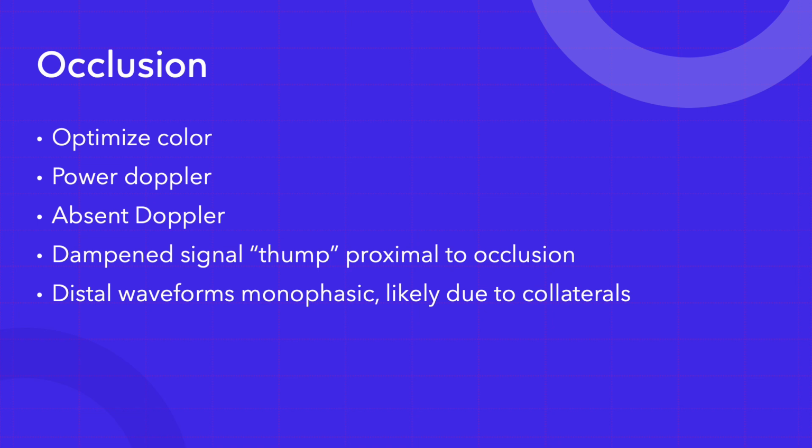A lot of times, say if your SFA is occluded, you come down to your PTA and there is monophasic flow there. You're like, what's going on? How did that happen? Well, the body has made collaterals to feed the lower leg. It's still abnormal monophasic, but there can be flow there from collaterals.